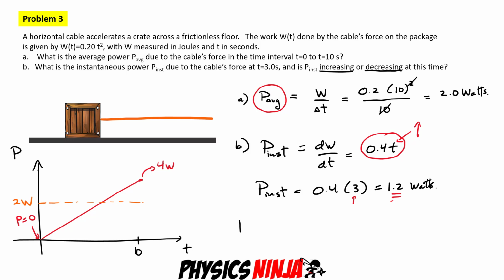Another way you can calculate the average power over a time interval, if the relationship is linear, is simply to take P initial plus P final divided by 2. Here you would simply get 0 plus 4 divided by 2. I'd get 2 watts to be my average power. That 1.2 watts that we calculated for part B is because we're over here at 3 seconds. At 3 seconds, we're less than 2 watts. So we're at a value here of 1.2 watts. So this is what it would look like on a power versus time plot.